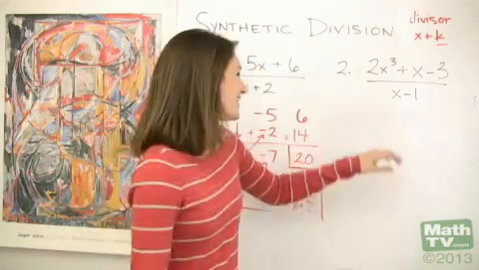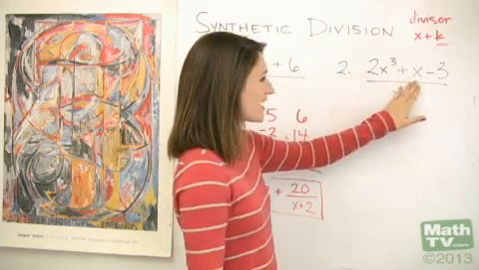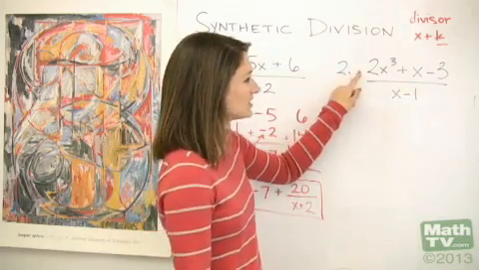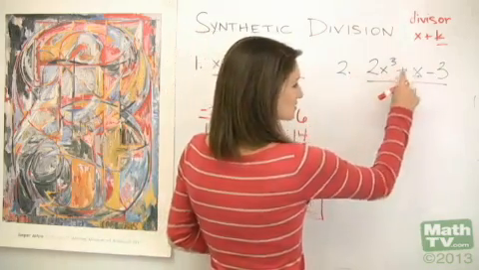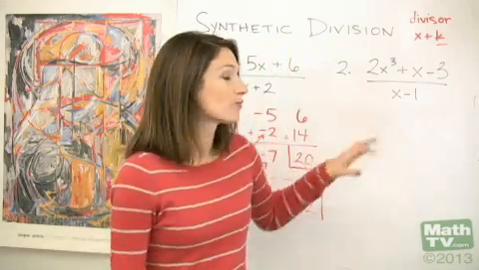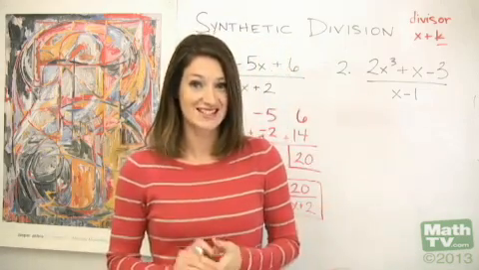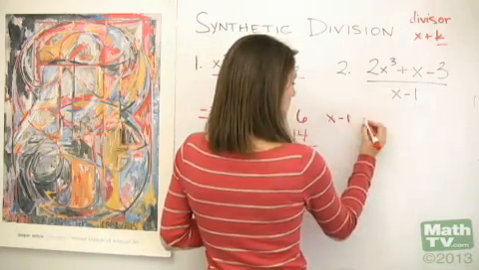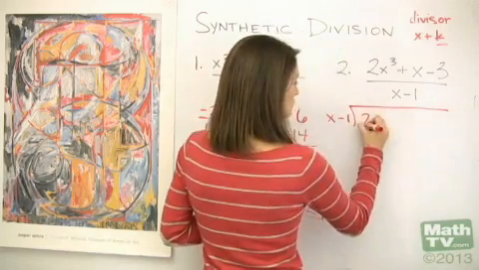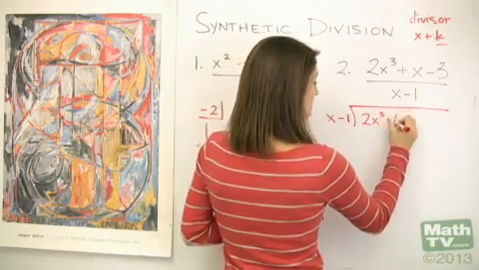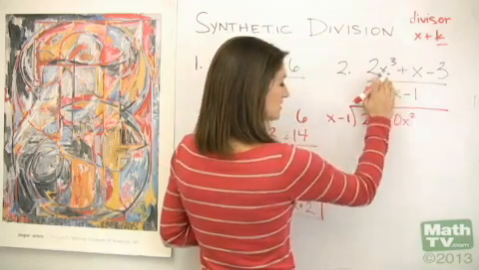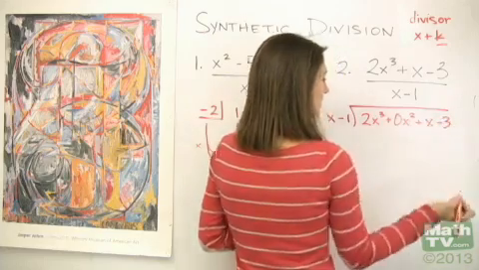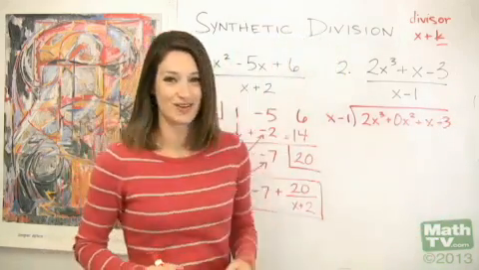Let's try one more. So we have 2x cubed plus x minus 3 divided by x minus 1. When we look at the dividend, we see that our x squared term is missing. So let's rewrite this problem so we have all powers of x in descending order. So we have x minus 1, and we're dividing that into 2x cubed plus 0x squared, since it was missing from our original dividend, plus x minus 3. And then we can proceed with our synthetic division.